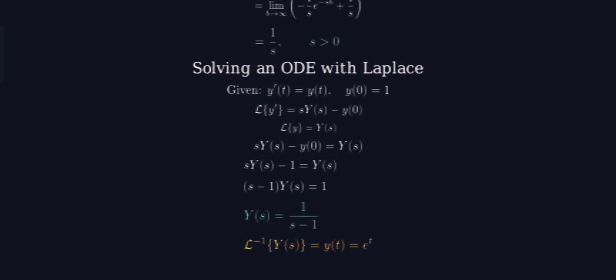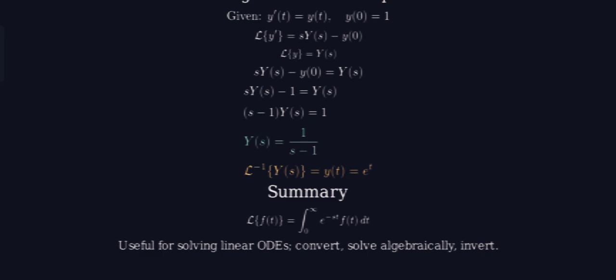Rearrange and solve for Y of s. We find Y of s equals 1 over s minus 1. Taking the inverse Laplace transform gives y of t equals e to the t. To summarize, the Laplace transform converts time domain functions into the S-domain, where differential operators become algebraic multipliers. After solving algebraically, we use the inverse Laplace transform to return to the time domain.